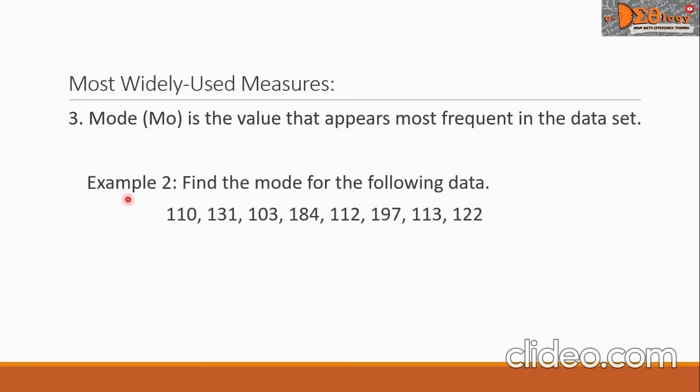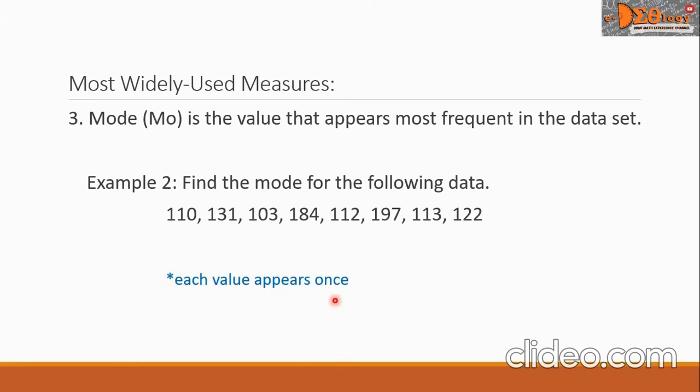Let us have example 2. Find the mode for the following data: 110, 131, 103, 184, 112, 197, 113, and 122. We can see that each value appears once.